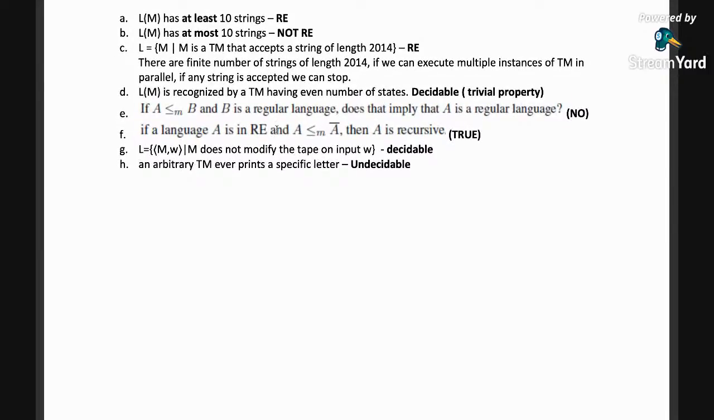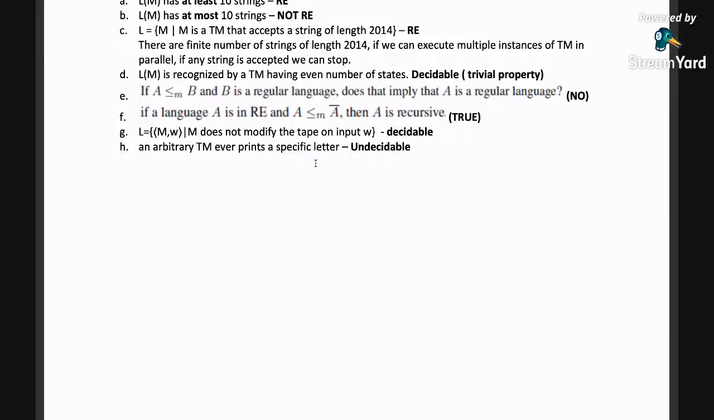The language of M is recognizable by a Turing machine having an even number of states: decidable. M does not modify the tape on input W: decidable. Arbitrary Turing machine never prints a specific letter: undecidable.